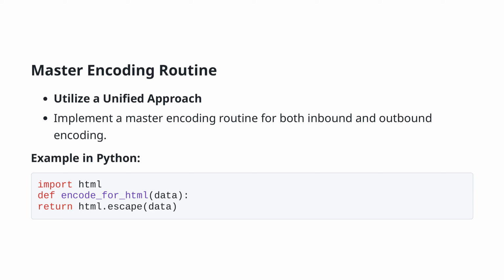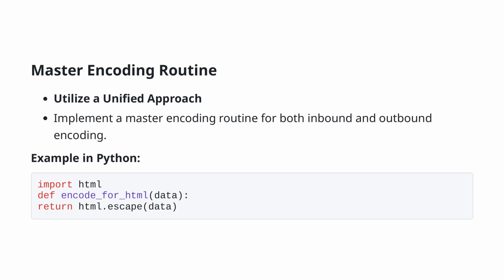In this slide, we're focusing on the critical concept of encoding data to ensure secure communication and storage. Specifically, we're discussing the implementation of a master encoding routine. This routine should be utilized in a unified approach for both inbound and outbound data encoding. A master encoding routine ensures that all data is handled consistently, reducing the risk of vulnerabilities such as injection attacks. The example provided here demonstrates how to encode data for HTML in Python.